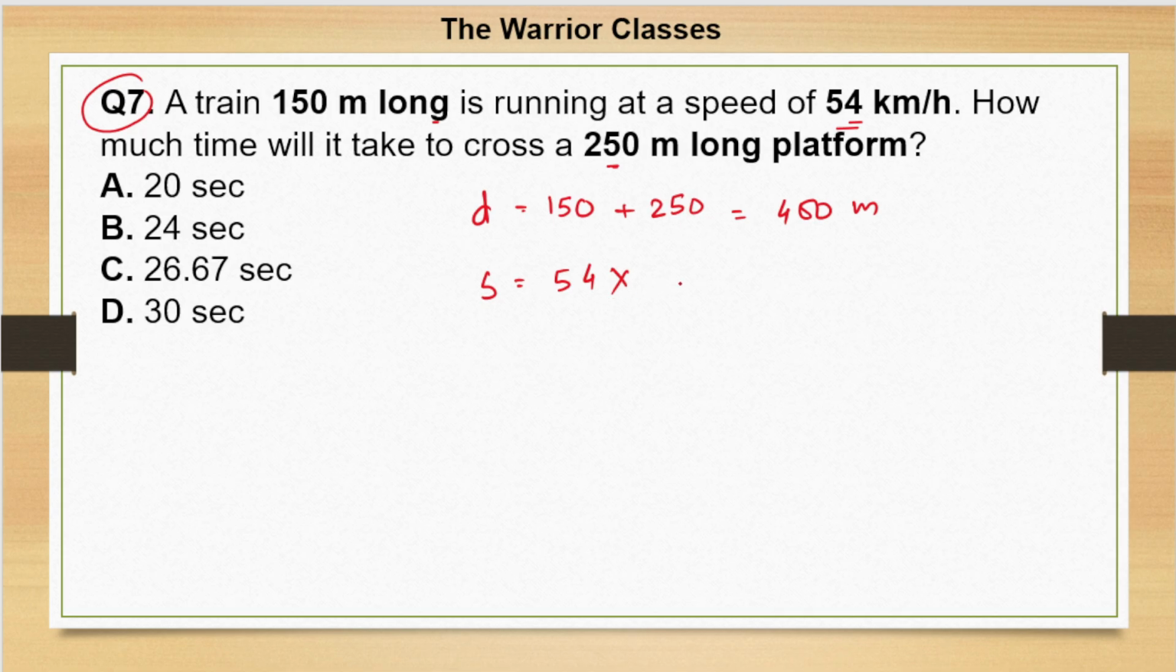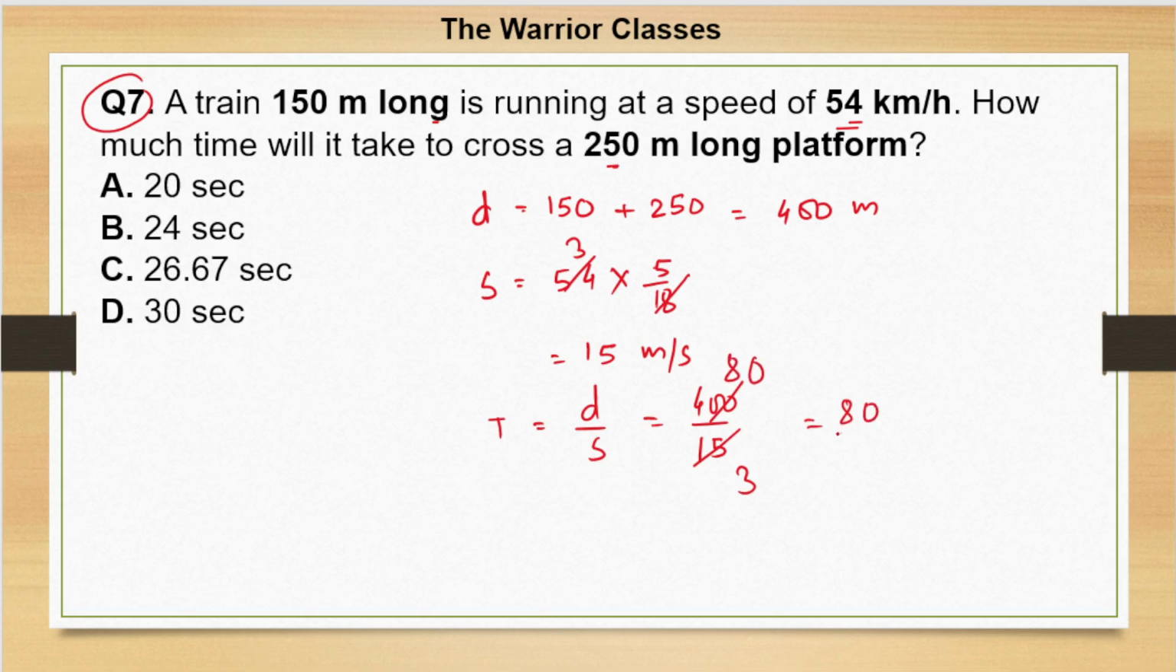Now for converting it into meters per second, it will be multiplied by 5 by 18. Now we'll cancel it by 18. 18 times 3 is 54. So 3 multiplied by 5 is 15 meters per second. Now we'll have to calculate the time. Time is equal to distance by speed. Distance we have 400 meters and speed is 15 meters per second, right? Now we'll cancel it by 5. So 5 times 3 is 15, 5 times 80 is 400. So it is 80 divided by 3.